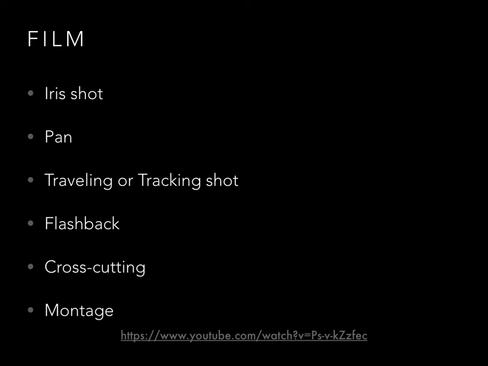All right, the next term is what's called pan, and this is where the camera moves across the screen from one side to the other, giving the viewer access to the panoramic vista. From this developed the traveling or tracking shot. And this is where a camera is actually mounted onto something and moves along tracks parallel to the action.